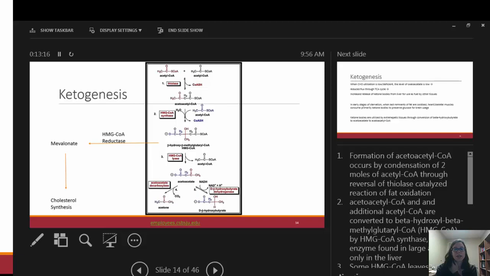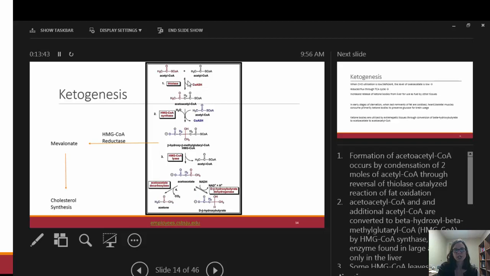Okay, so here we're going to talk about how these ketone bodies are formed. Now, in our last reaction, remember we had our fatty acid and we had the reversal of this first reaction. So we went from acetyl-CoA to acetyl-CoA and the rest of our fatty acyl-CoA. So that was a thiolase reaction. But you can see here the thiolase reaction goes both ways.